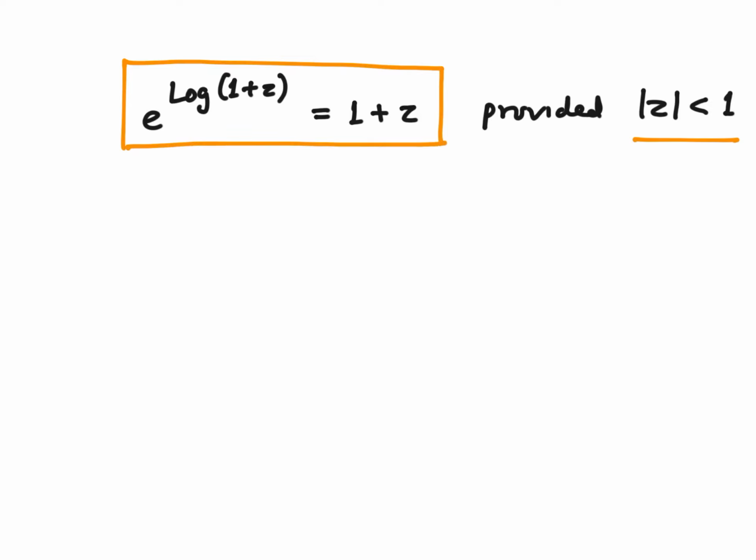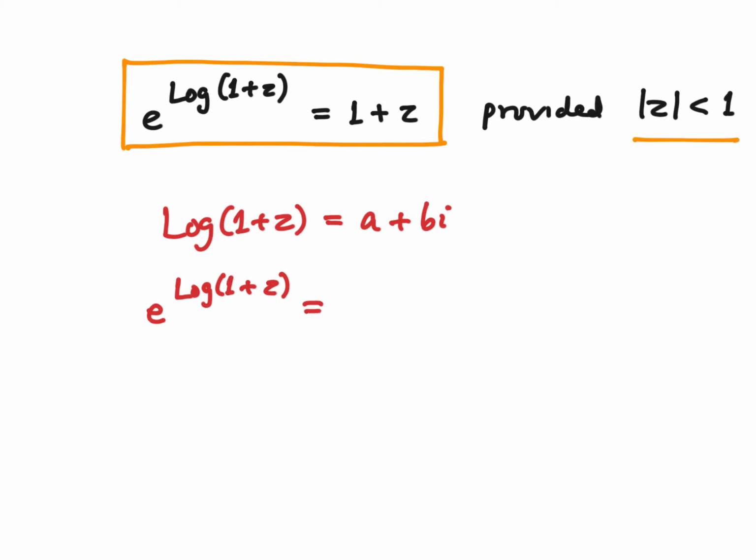Now, before we can do that, though, we have to understand that log of 1 plus z is a complex number. It's going to have some real part and then some imaginary part. And so to even say what e to that thing means, we have to say what e to the a plus bi means. That's the question. We have to give a definition to e to the a plus bi power in general. But fortunately, that's very, very easy.